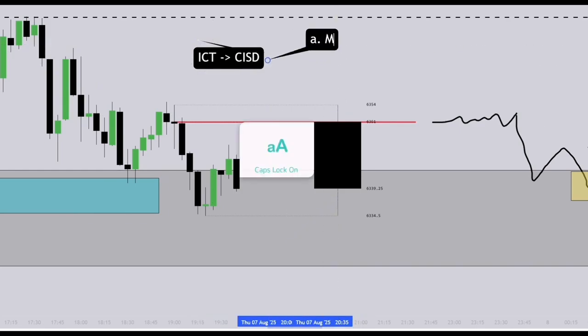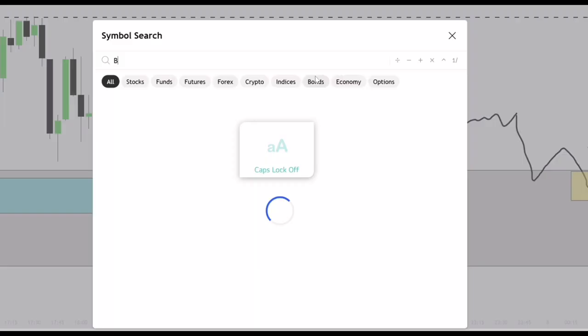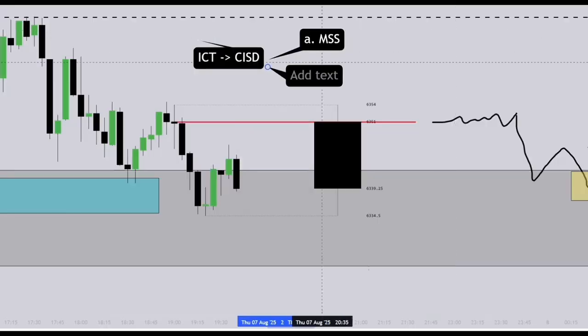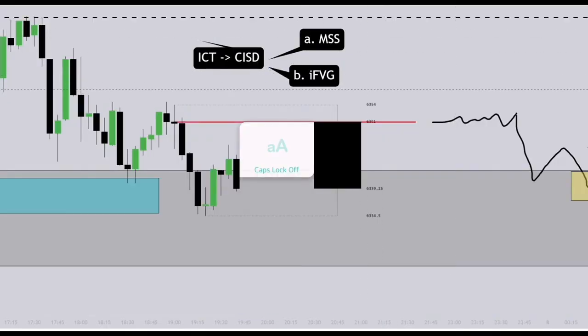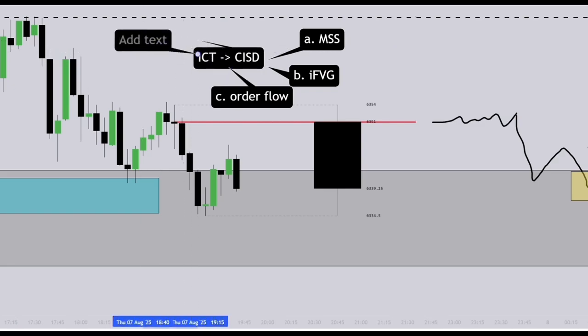Is it going to be market structure? Is it going to be an inverse FVG, like I see some traders using? I see a lot of traders using inverse fair value gaps. Or is it going to be something else, right? Is it going to be order flow? Or is it going to be a market structure shift, as some people say? Or is it going to be the 2022 model, which I think is a market structure shift and a fair value gap, right?